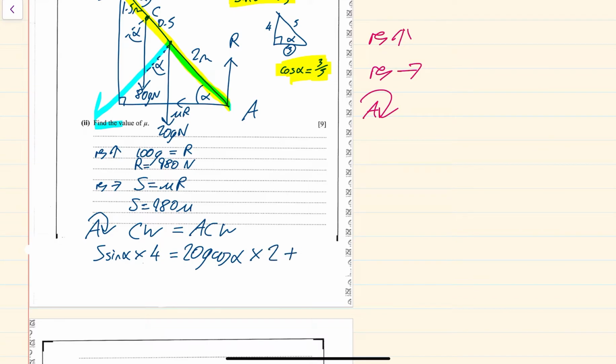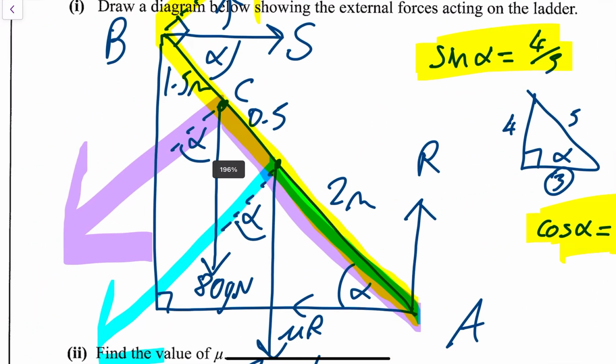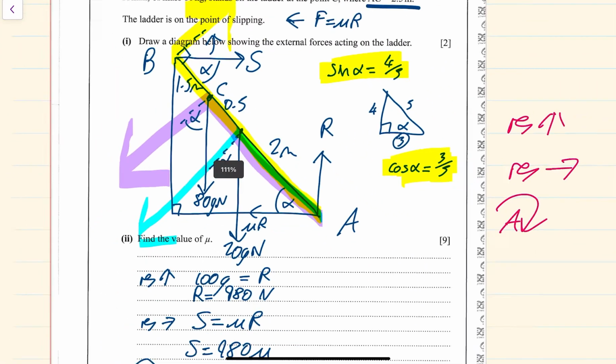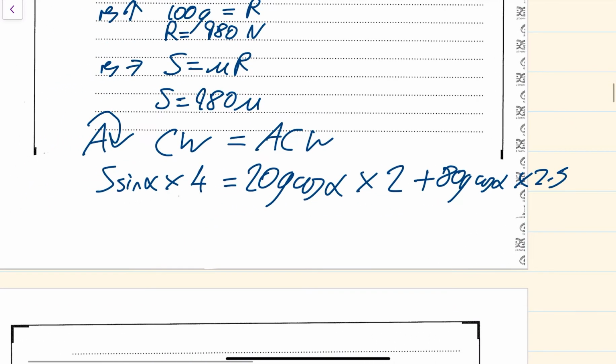And then this one, I don't know what colour this is, this horrible sort of pinky purple colour. Going this way, so zooming in on this one, that was 80G times cos alpha and then times 2.5. Let's just write that in, plus 80G cos alpha times 2.5.